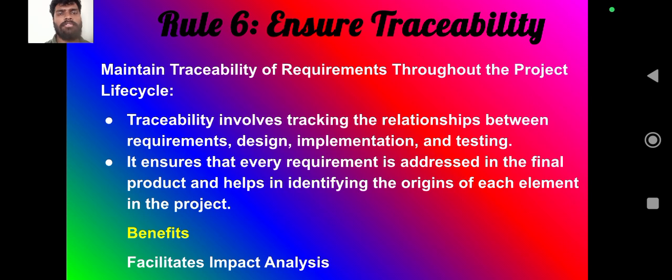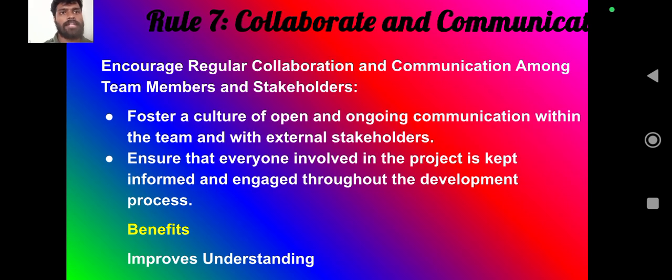Suppose we don't follow this traceability, it will be difficult to track things if anything goes wrong. It will be very difficult to find out where the error is or where it is going wrong. So it's very essential to trace these developments while building a software product. And let us see rule 7, collaboration and communication.